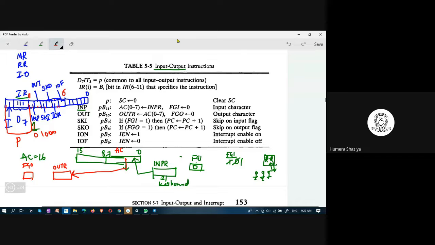And FGO is set to 0. Why is it set to 0? Because now OUTR has some data. Let us take A. AC has A. The code for A is transferred into OUTR and FGO is set to 0. Why is FGO set to 0? Here OUTR contains the data.